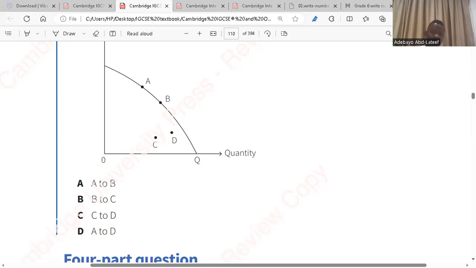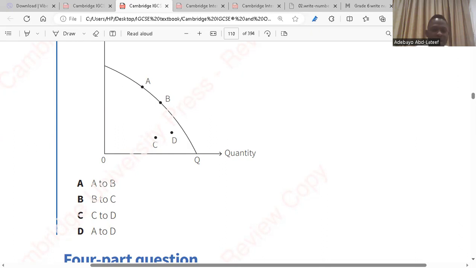Productive efficiency means you are producing from A to B, meaning you are able to produce the same level. For B to C, you are going inward. That's an inward shift. It's not good. C to D is still below, it's still not productively efficient. It can't be A to D. So it is A to B. Do you get what I'm saying here?